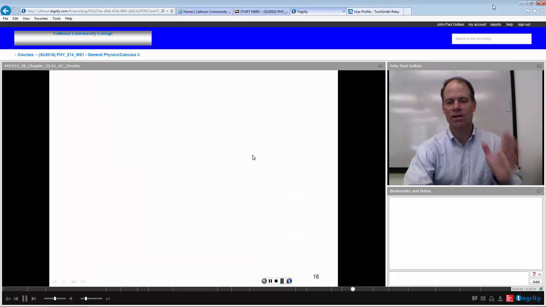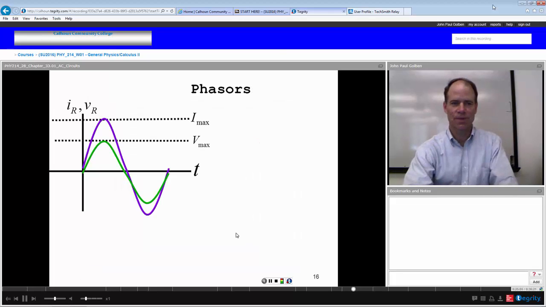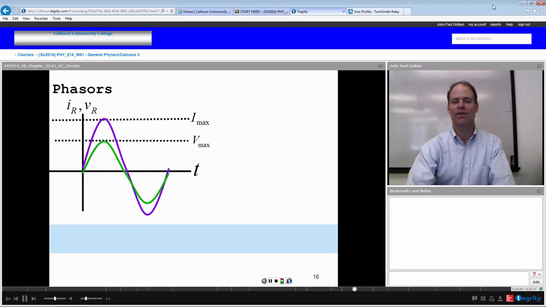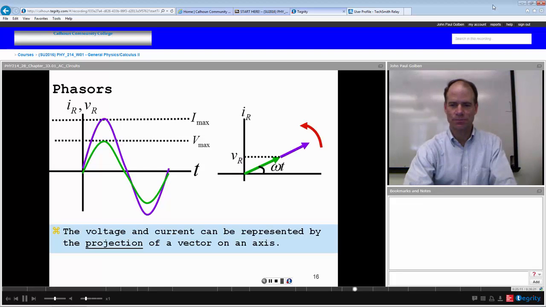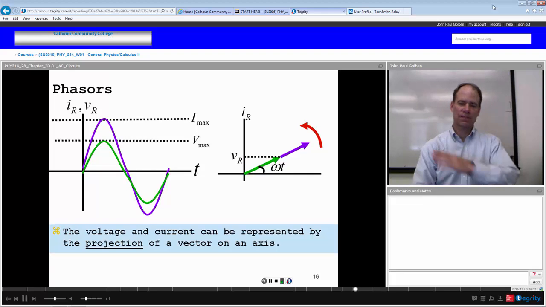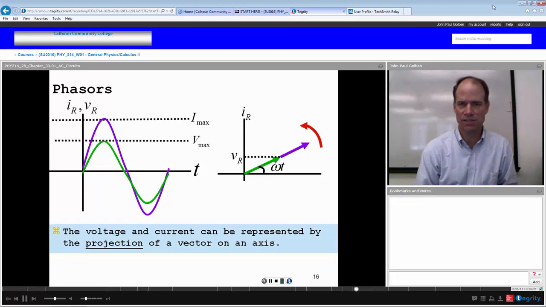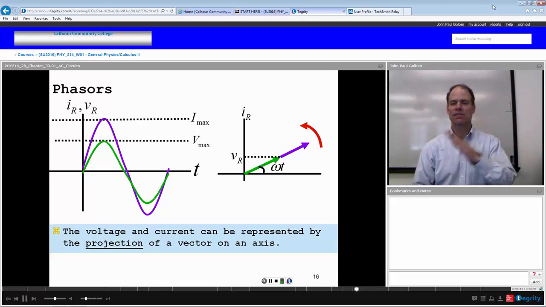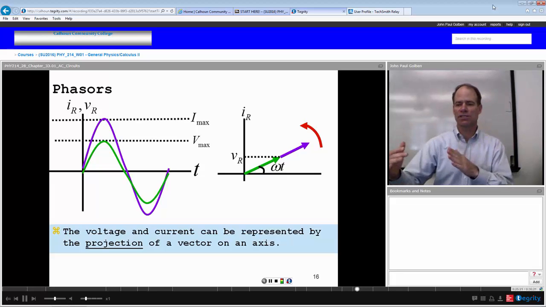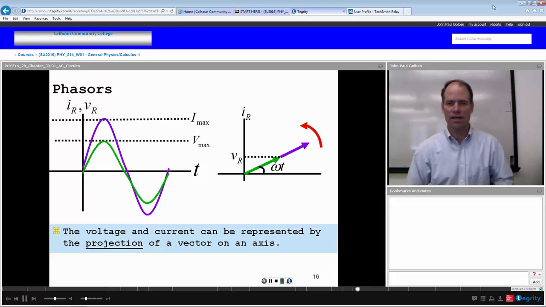We want a different kind of phasor. We want a phasor that looks like this, where we have a vector, but the vector is not stationary. It is actually rotating at an angular frequency omega. And because of its rotation, its projection onto the y-axis will give us the magnitude of the vector times the sine of omega t at any particular time.